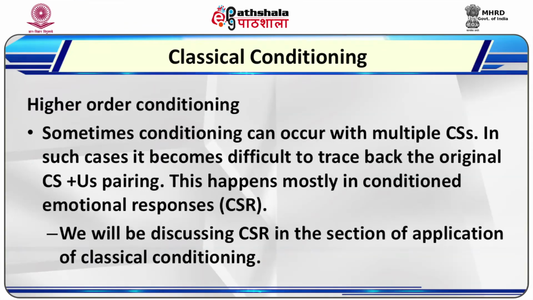In humans, higher order conditioning can occur at multiple levels. For example, food is the US and satiety is the UR. Money can buy food, so the pairing of money, that is CS, with food, that is US, produces conditioning. Prestige, that is CS2, is paired with money, that is CS1, and produces first level higher order conditioning. Power, that is CS3, is paired with prestige, that is CS2, and produces second level higher order conditioning.